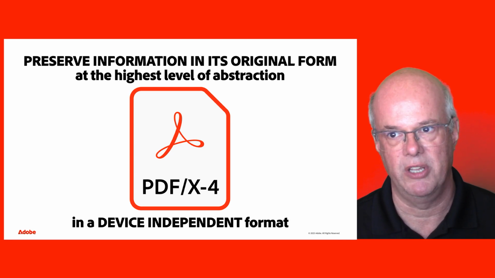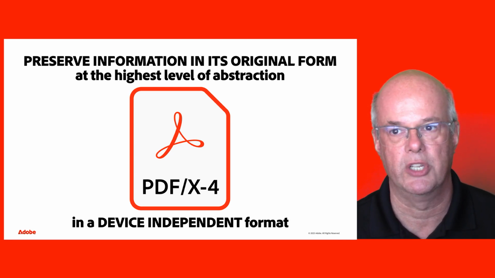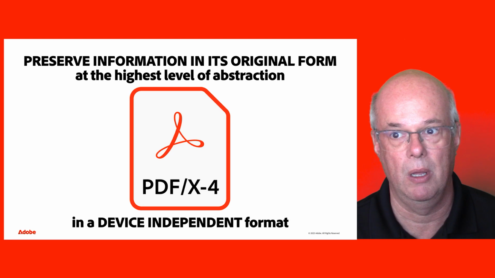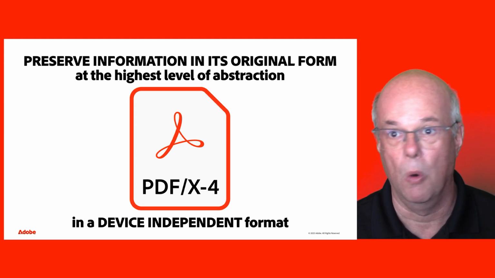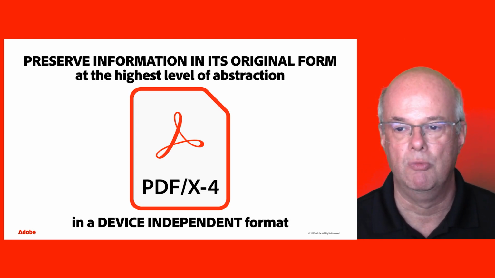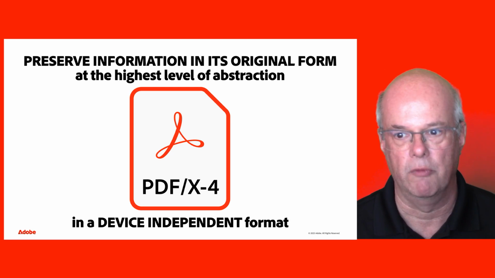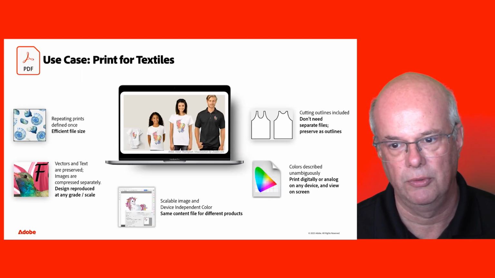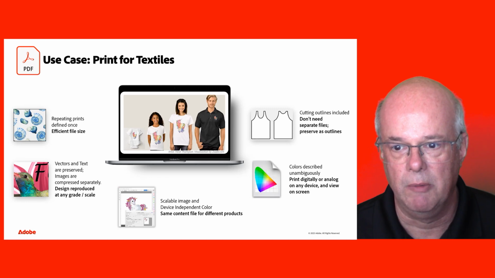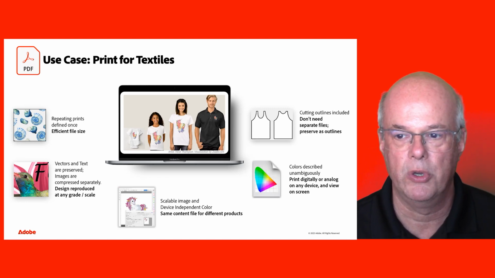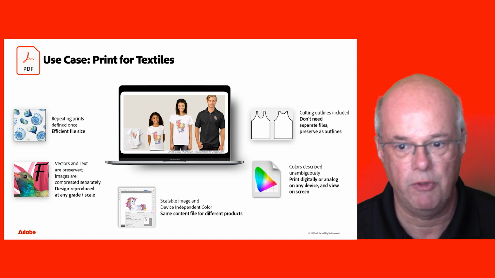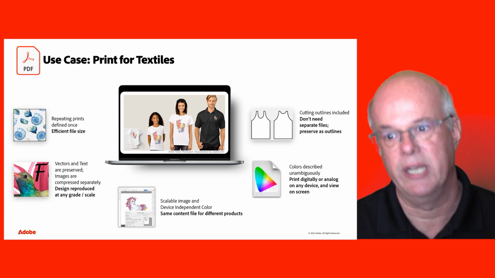But what if you want to diversify? What if you want to offer some of these additional products we talked about earlier, maybe giftware or apparel? PDF is really applicable in the world of printing on textiles. The illustration in the center shows how we might want to produce a motif, in this case a unicorn, on a variety of different products.